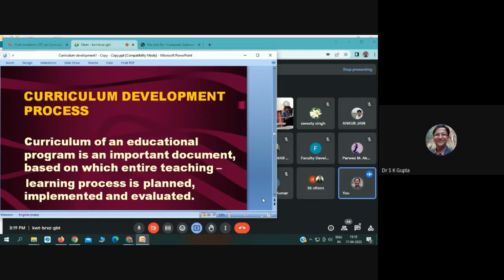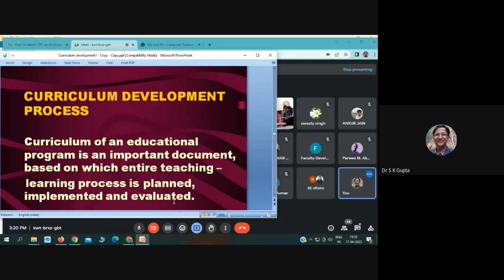If you want to purchase any equipment, any instrument, or set up any lab, then your principal or HOD will ask you where it is written in the curriculum. Or whatever contents you are teaching to the students, whether accordingly you are delivering the instruction to the students or not. And even your evaluation methodology is given in the curriculum.